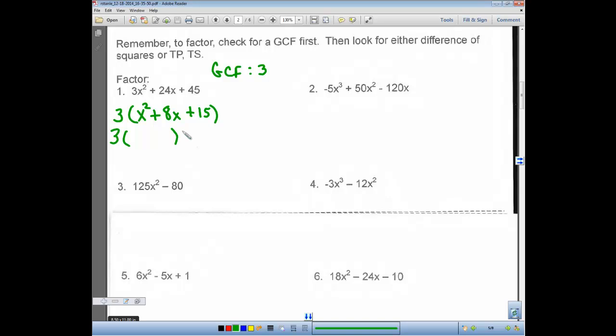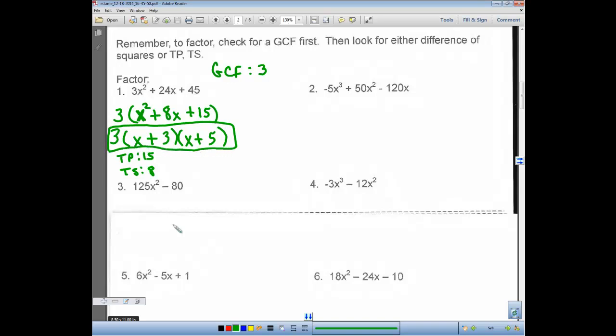Now we just go ahead and factor, and since this is just an x squared in front, x times x is x squared. So all I need are the two numbers that multiply to give me 15 but add to give me 8, and that's 3 and 5. So the target product is 15. The target sum is 8, and 3 and 5 will give me 15, but they will add together to give me 8. So this is the answer.